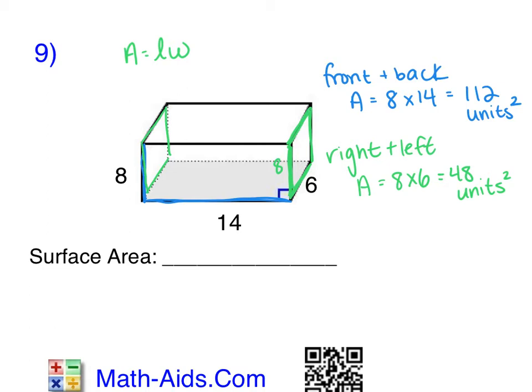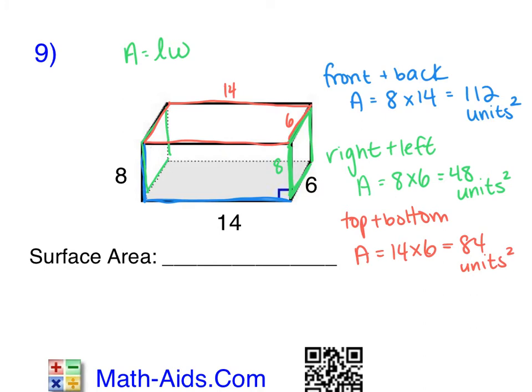And then the last set of sides would be my top and my bottom. So if I'm looking at my top, its length is going to be 14 and its width is going to be 6. And I get that from this value here. So my front and back, my top and bottom, the area is going to be 14 times 6, which gives me 84 units squared.